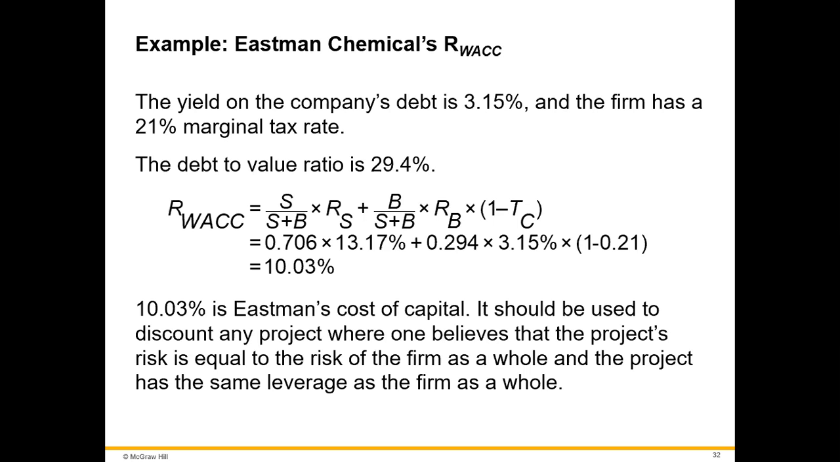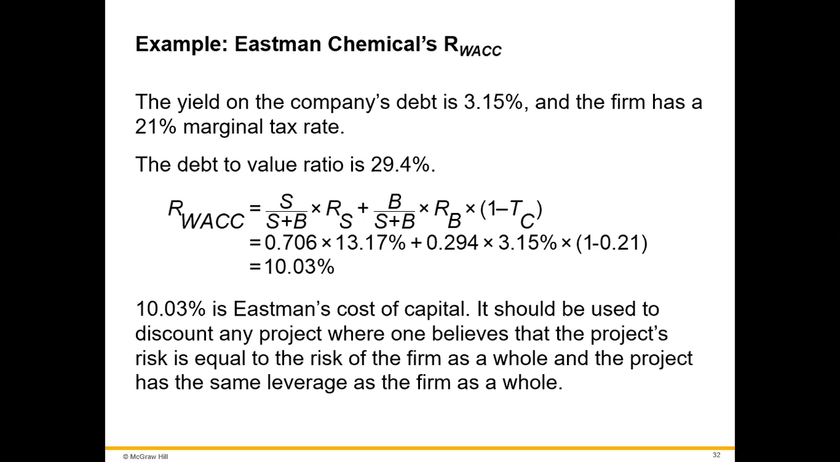Okay, and the debt to value ratio is 29.4. So what that means is the debt to value ratio is 29.4. It means of all of the debt and equity, 29.4% is in debt. So if 100% is both equity and debt represents 29.4, we subtract that from 100%, equity represents 0.706 or 70.6%.